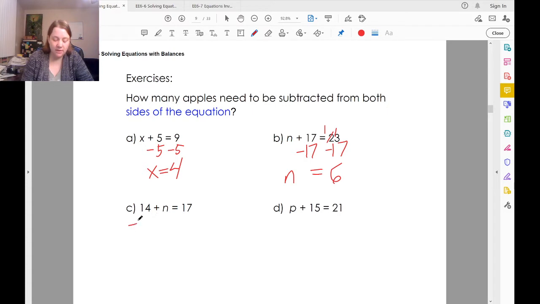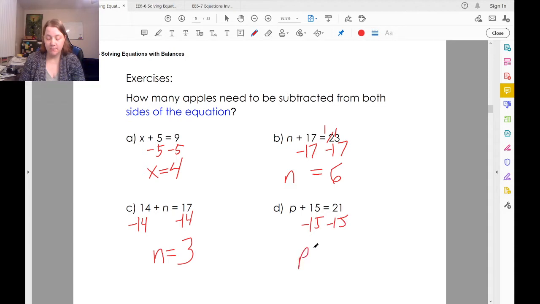Letter C, you have 14 rolling around apples plus however many is in the letter N makes 17. So subtract 14 from both sides, because those are the ones that are rolling around, and you're going to be left with N equals 3. Letter D, P plus 15 equals 21. We have 15 apples that are loose. Subtract 15 from both sides, and you end up with P equals, well, I know that 15 plus 5 is 20, so 15 plus 6 is 21.